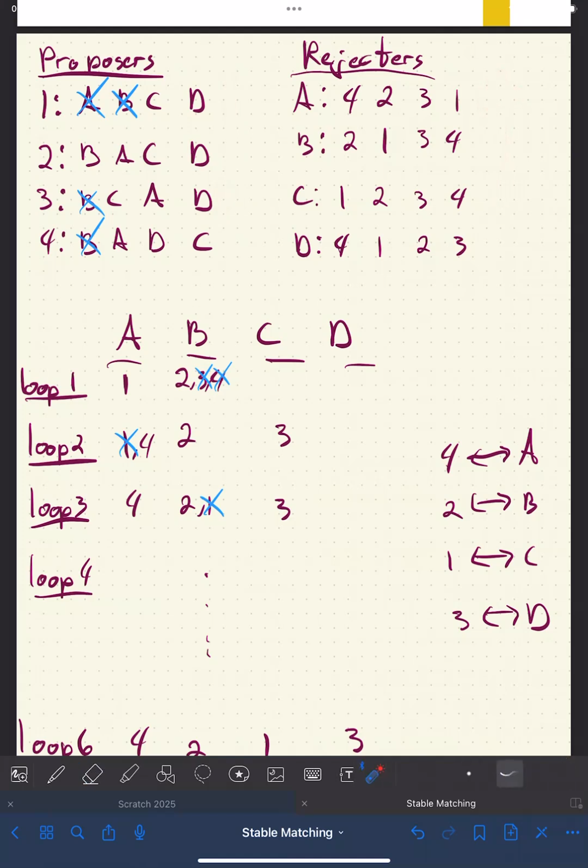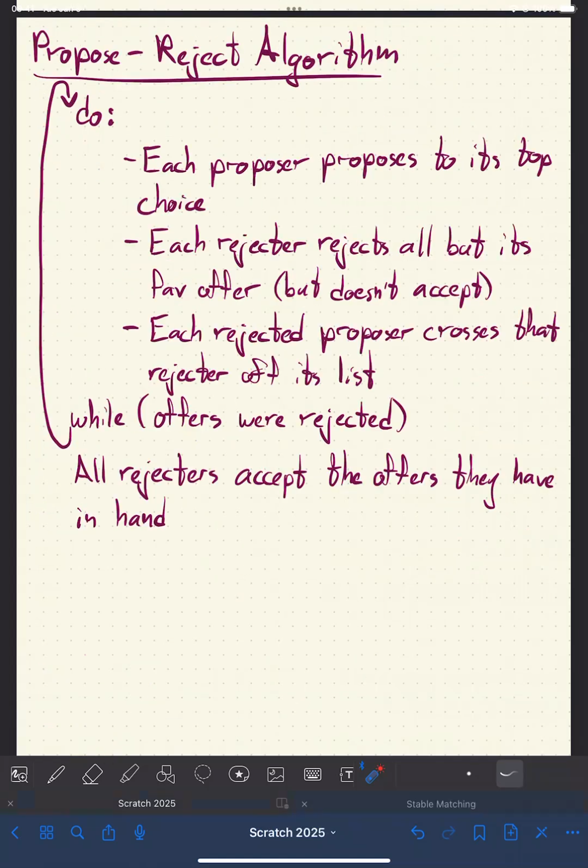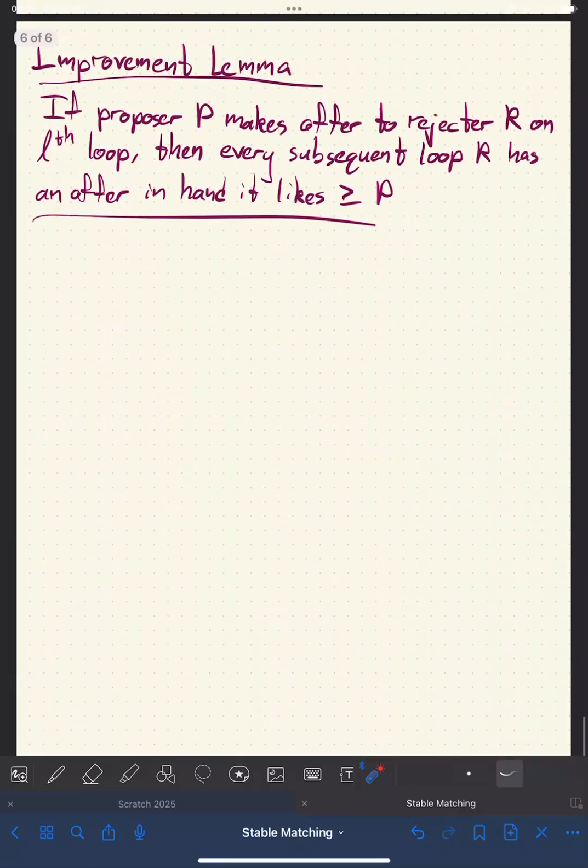And why is that? Well, for example, let's say A ended up getting its worst choice to begin with. Not because it chose anything, but because that's the only person that showed up. Then as time goes on, the other people that come are always going to choose their best option, so their options can only get better and better. In this case, this stays with 4. That's the fundamental premise. Just by the design of the algorithm, proposers are going to get worse as time goes on, while rejectors get better. And that's really all the improvement lemma is telling us.